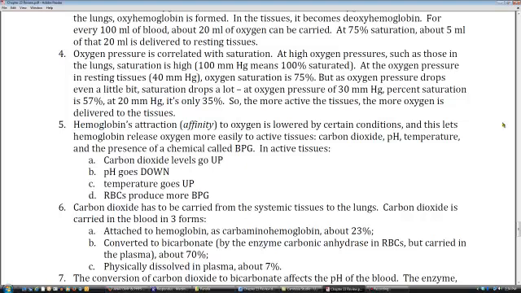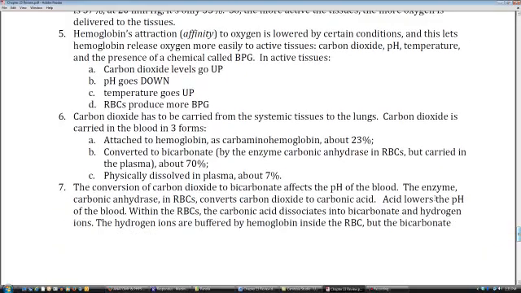In the meanwhile, carbon dioxide, of course, has to be moved from the systemic tissues to the lungs. So in the tissue, carbon dioxide is loaded into the blood. About 23% of that is actually chemically going to attach to hemoglobin as a molecule called carbaminohemoglobin. 70% will get converted to bicarbonate by the enzyme carbonic anhydrase, but carried in the plasma, and physically dissolved in the plasma, about 7%.